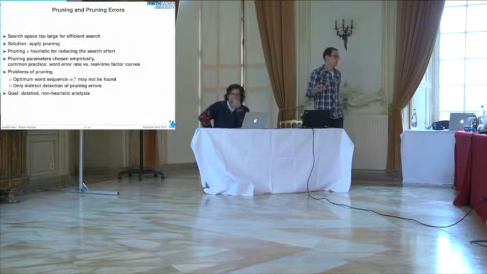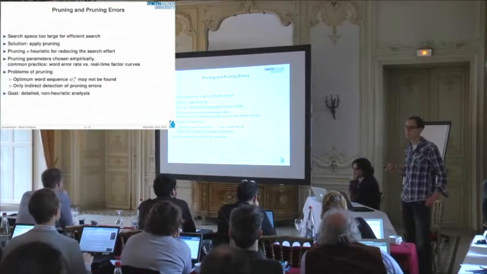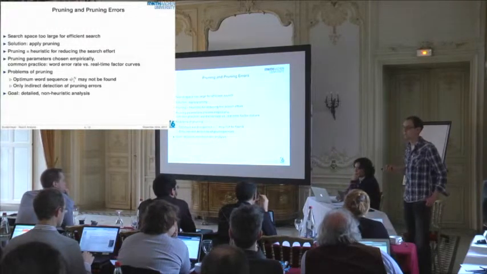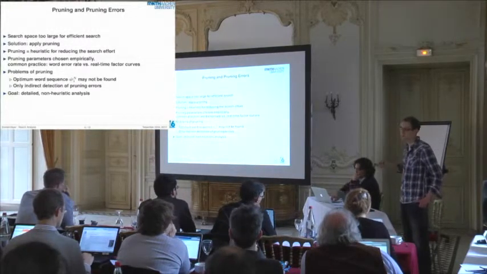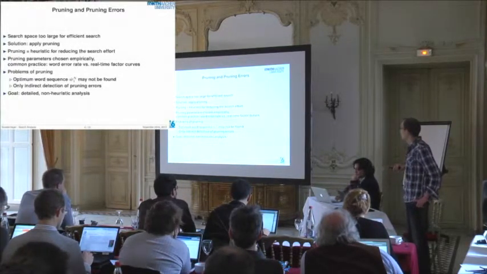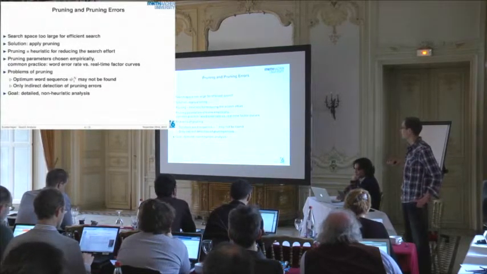So what is common practice is that we draw some word error rate versus real-time factor curves. And so we more or less decide how much computation time we want to spend to obtain a certain level of quality in terms of recognition accuracy. And obviously, this has some problems.